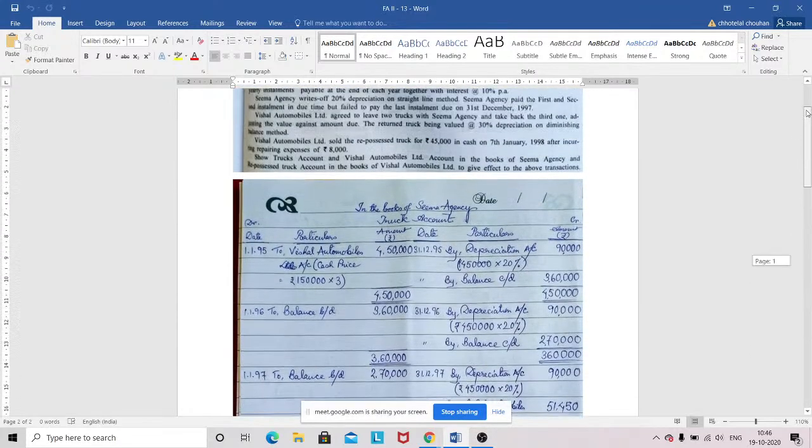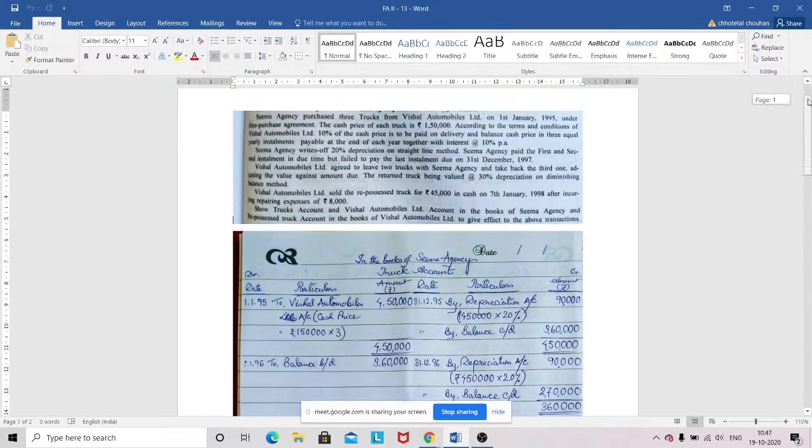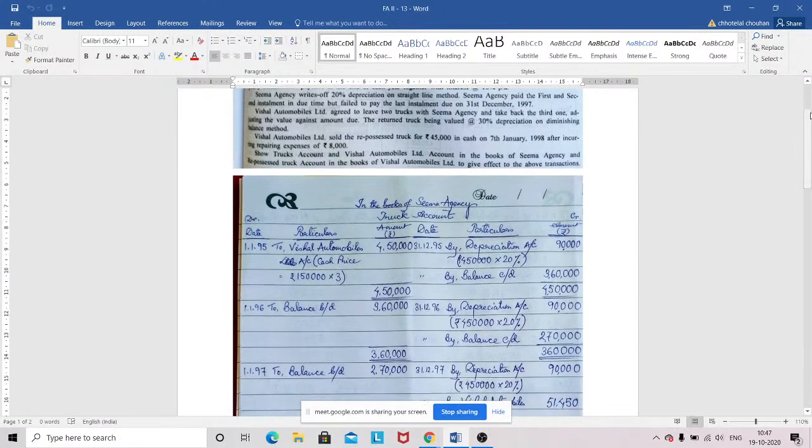First journal entry is obviously about the cash price. The journal entry will be the hire asset account debit to hire vendor account. So the journal entry is truck account debit to Vishal Automobile Limited account. On 1/1/95, truck account debit to Vishal Automobile Limited account. It is the cash price 1,50,000 into 3 trucks, so it will be 4,50,000.